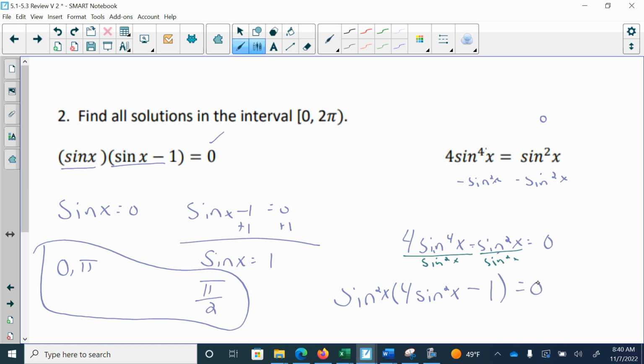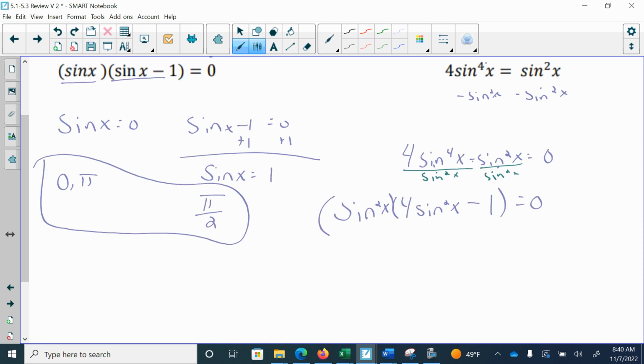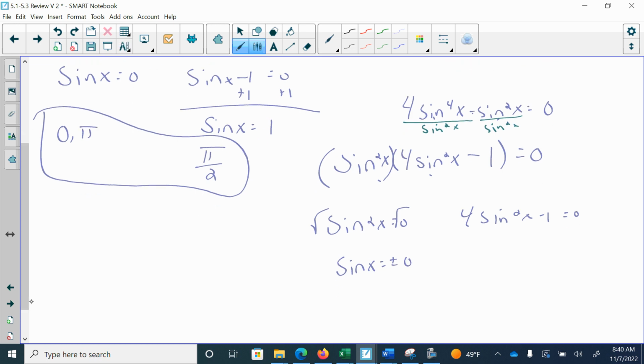Now, I have sine squared x and this is equal to 0. I have two things equaling 0. They multiply, so I can set both of those factors equal to 0. So I am going to do that. Here, I'm going to take the square root, and I'm going to have sine of x is equal to plus or minus 0, which means sine of x is just equal to 0. And I'm asking myself, what is the sine of x equal to 0? And that happens at 0 and pi.